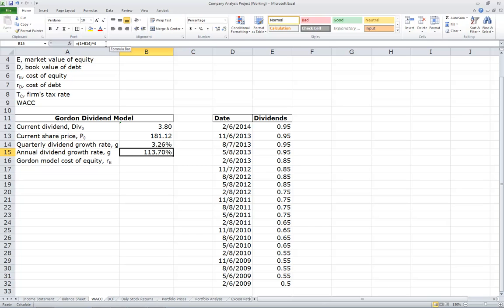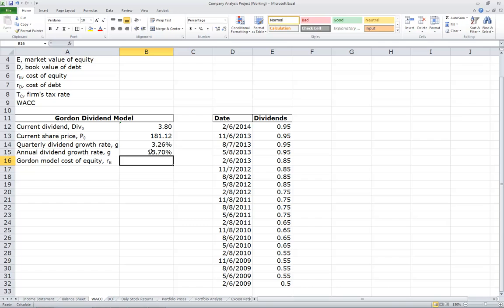That isn't a growth rate. We get the growth rate by then subtracting 1 and see that dividends grew by an annual rate of 13.7% from 2/6/2009 to 2/6/2014. And now we plug in the formula for our cost of equity using the Gordon dividend model.